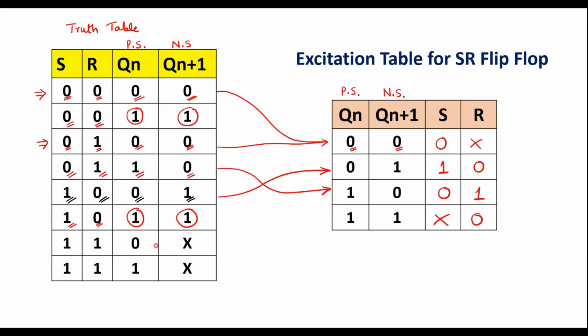So now in this table, these two rows are not applicable as the next state is XX. So we cannot find next state as XX. So we will ignore these two rows. So this is the excitation table for SR flip-flop. Now let me write the excitation table for JK flip-flop.